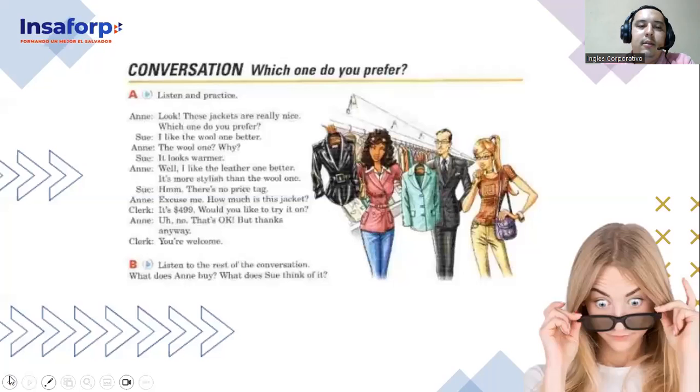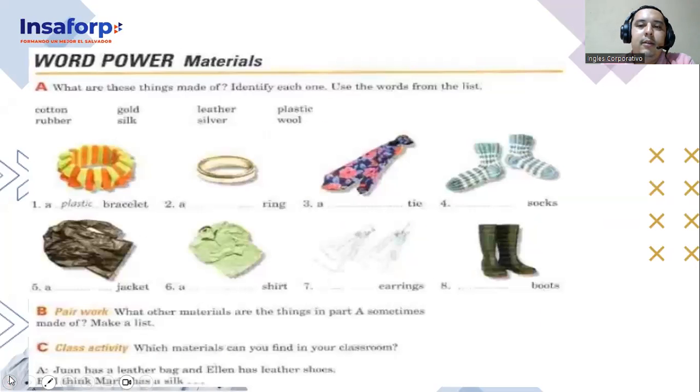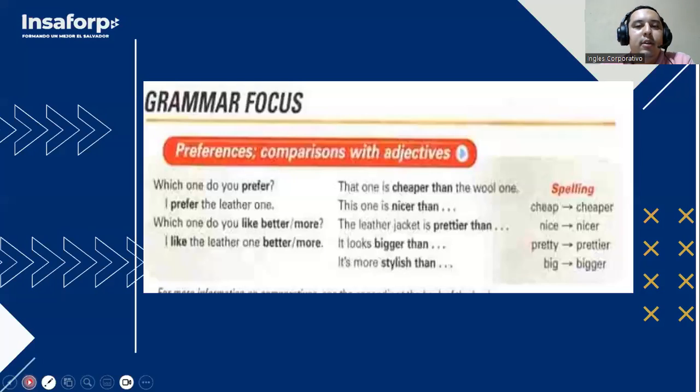We can see the silver earrings. You can say also that this one is nicer than the cotton one, or this one is nicer than the gold ring. You can mention it in that way because remember, guys, we are talking about comparison. Comparison is when we are talking about two things.